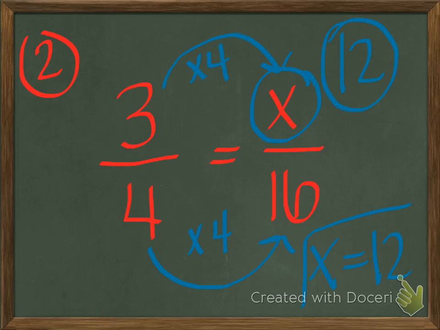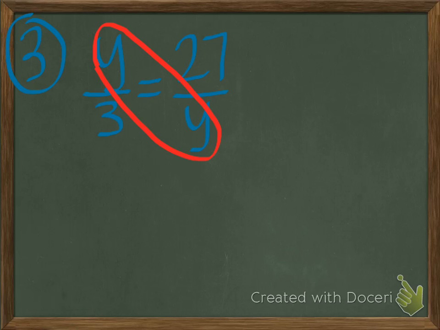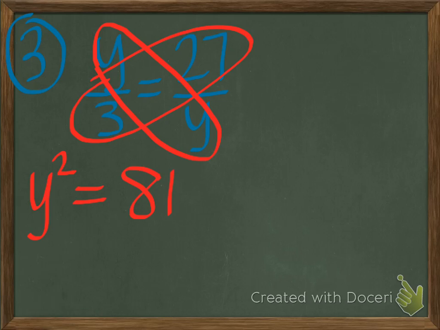Example 3 is also another proportion. It's going to be like the first one. We're going to solve by cross multiplying. So we have y divided by 3 equals 27 divided by y. Now, sometimes you can't always do the multiplying by a certain number, so you do have to do cross multiplication. So we have our y times y, and then 3 times 27. So y times y, multiply y by itself, gives me y squared. And 27 times 3 is 81.